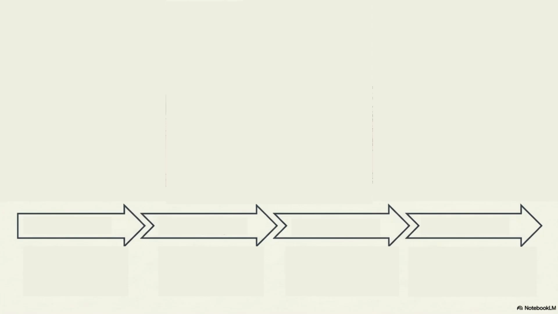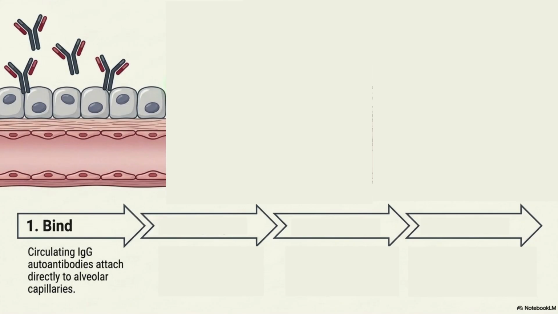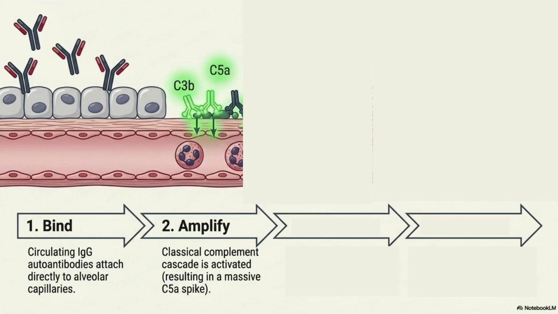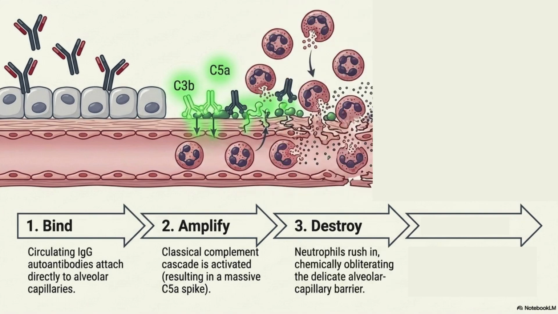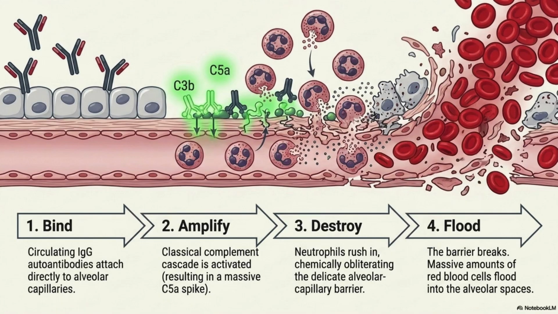Let's look at how the destruction happens in the lungs, step by step, starting with complement protein C3b. Step 1 is bind. Circulating IgG autoantibodies attach directly to the alveolar capillaries. Step 2 is amplify. The classical complement cascade is activated, resulting in a massive C5a spike. Step 3 is destroy. Drawn by that spike, neutrophils rush in, chemically obliterating the delicate alveolar capillary barrier. Finally, step 4 is flood. The barrier breaks and massive amounts of RBCs flood directly into the alveolar spaces.